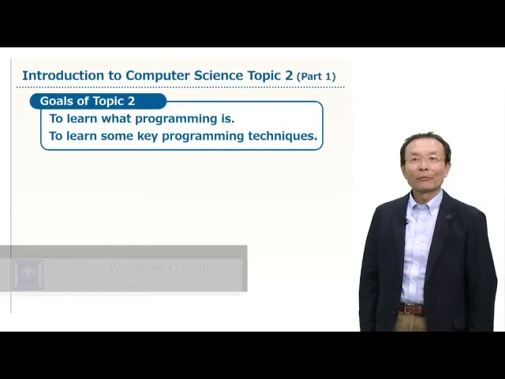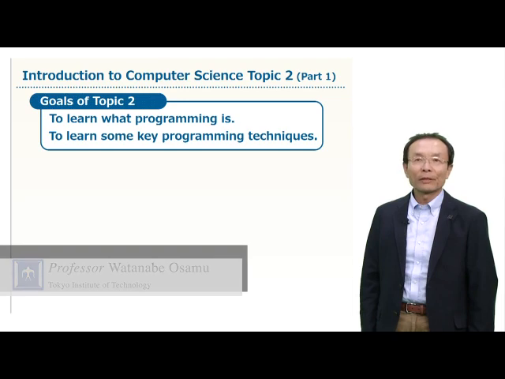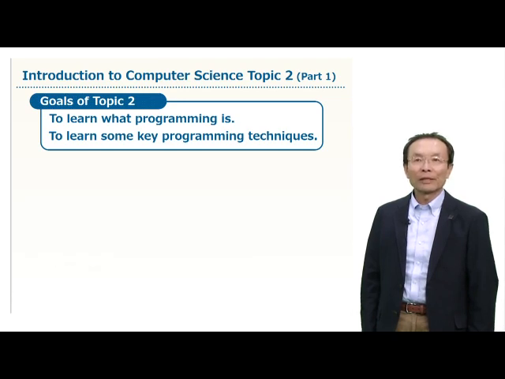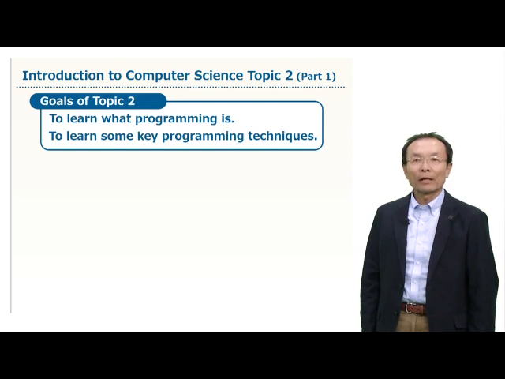Hello everyone. We are now going to start topic 2 of Introduction to Computer Science. The goal of this topic is to learn what programming is. In topic 1, we studied what computation is. We learned that computation is created by combining various basic elements, the elements of computation. The written instruction for that combination is a program. Programming is to create that program.